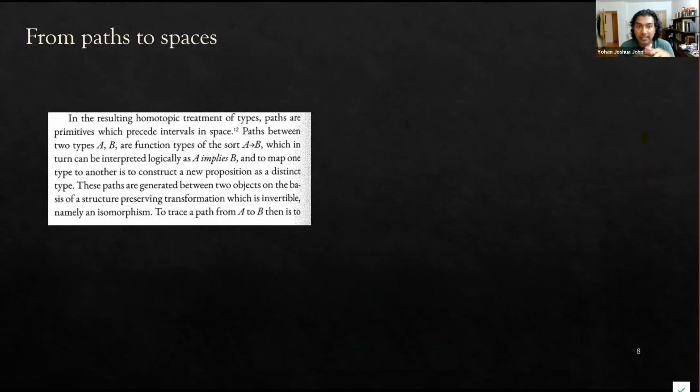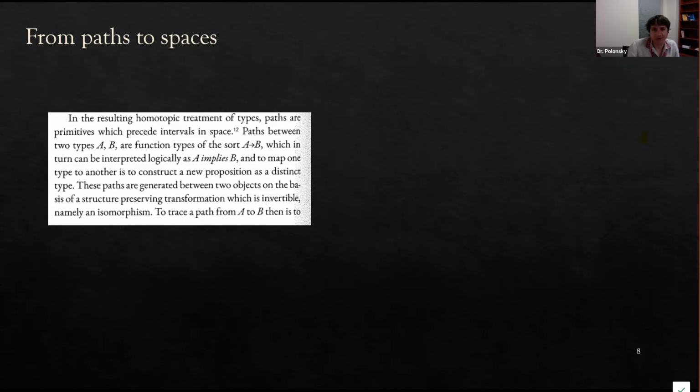So the rest of the book, I mean, up to this point, he hasn't really talked about this topological angle much. But what happens here is that if you look at, well, yeah, it's complicated, but there's this idea of path induction. So you can actually create paths linking different types. So in the resulting homotopic treatment of types, paths are primitives which precede intervals in space. So the paths come first, and then you can construct spaces from them, I think. Paths between two types A and B are function types. So you could imagine something going from the reals to the integers, or from natural to natural, or something like that, which in turn can be interpreted logically as A implies B. And to map one type to another is to construct a new proposition as a distinct type. So you can make more and more complicated propositions by stacking up the way the types are.